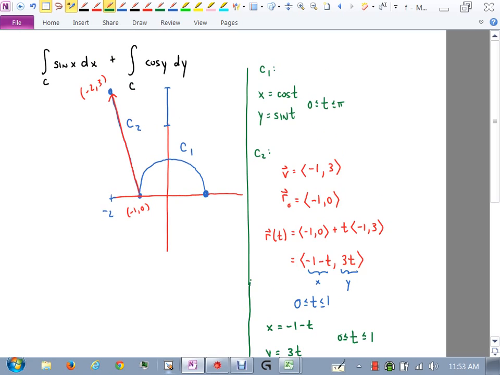Now, do we need ds? No, because the original problem asked for the line integral over c of sine x dx, not with respect to arc length, but with respect to x, and then with respect to y. So we will need derivatives, but we will not need ds. We won't need the square root of the derivative squared.